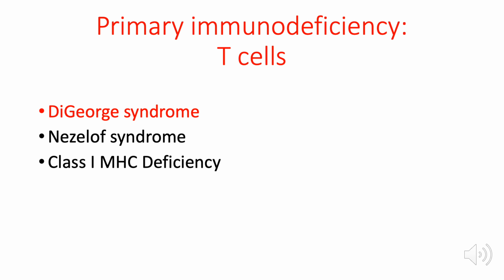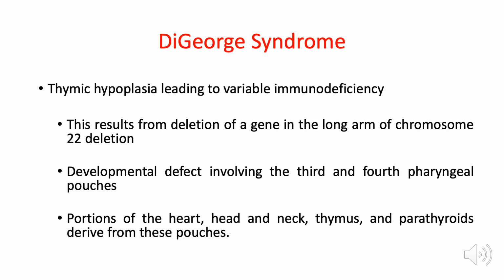Let's start with the DiGeorge syndrome. Take note, both the DiGeorge syndrome and Nezelof syndrome are characterized by thymic hypoplasia or underdevelopment of the thymus. Now, how will you differentiate a case of the DiGeorge syndrome from Nezelof syndrome? Thymic hypoplasia is seen in both the DiGeorge and Nezelof syndrome.